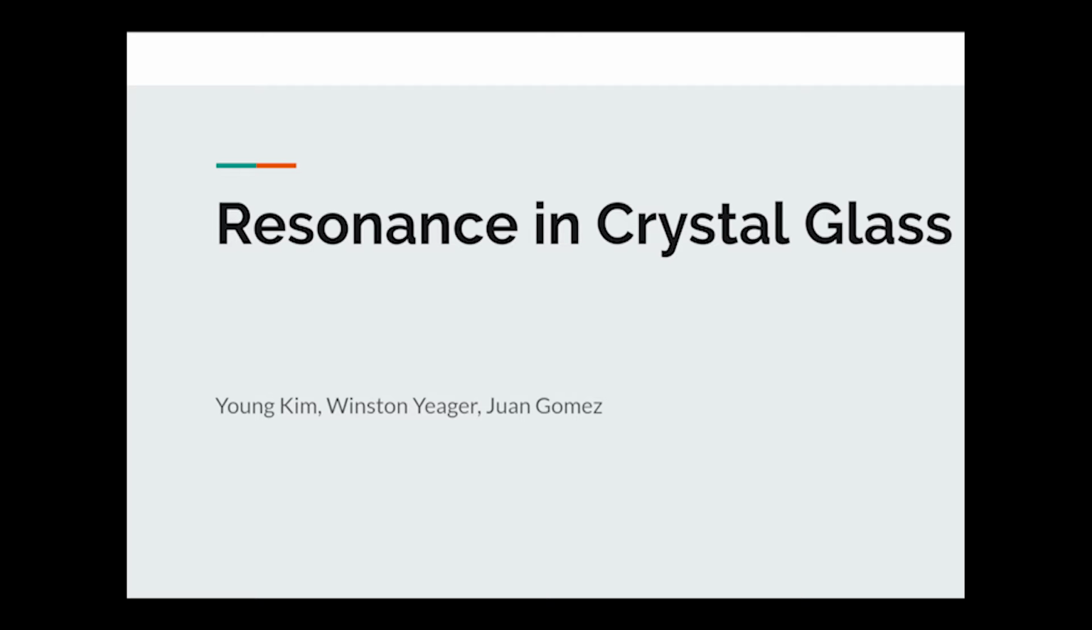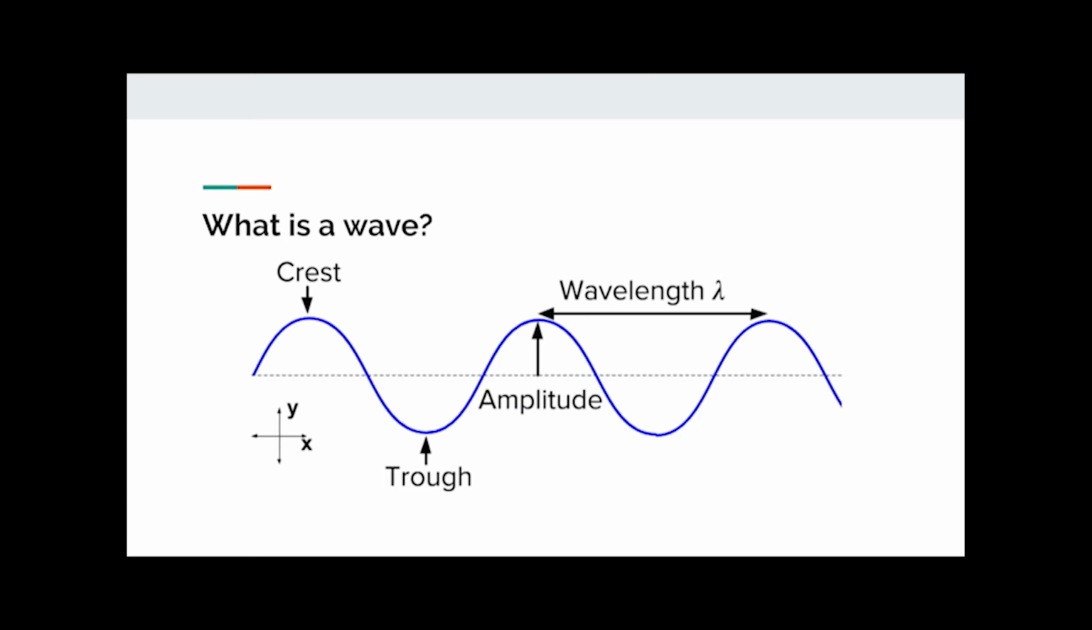Hello, hello. We're here on resonance in crystal glass and how we get that to break. On our first slide, you can see our photo of a wave. It has a crest, a trough, the amplitude, and the wavelength. These are the typical visuals you'll see on a sound or light wave. And as such, let's go further into the definitions.